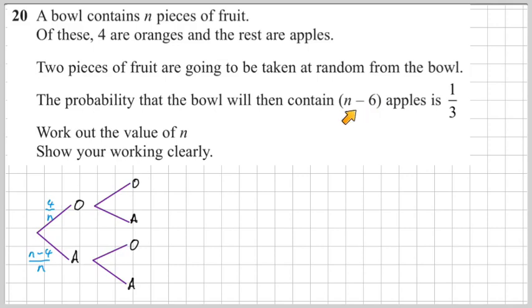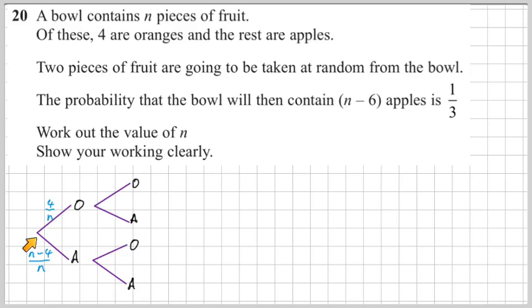Well, what does that mean? If there's n minus 6 apples at the end, what must have happened? Well, we've already worked out that there were n minus 4 apples at the start, and if there's now n minus 6 apples, then 2 apples must have been drawn. In other words, on the probability tree diagram, we've gone down here, and then we've gone down here. And the probability of both of those things happening is 1/3. So I don't need the whole tree diagram, I just need to know this value here.